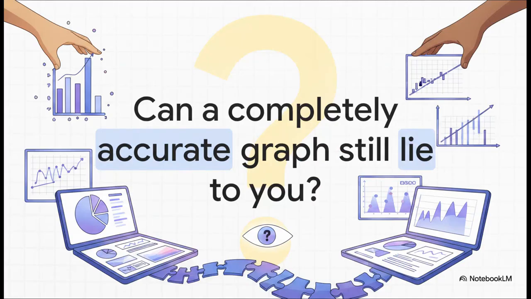So look at this question. Can a mathematically completely accurate graph still lie to you? We're so conditioned to trust numbers implicitly, right? You see a chart in a peer-reviewed paper and you just think, well, numbers don't lie. But here's the crazy part. It is absolutely possible for 100% accurate data to tell a completely misleading visual story. And I really want to stress this. Without changing a single underlying number, the way a graph is built can totally warp our perception of reality. It's literally a sleight of hand right in front of our faces.